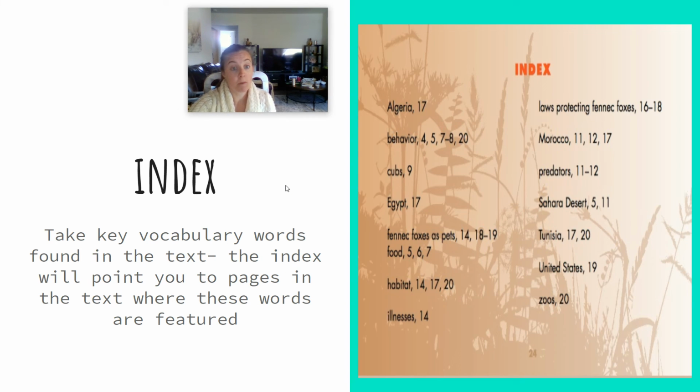The last one we have is an index, and it lists the vocabulary words found in the text. So this is about Fennec foxes. If you were curious about Fennec fox cubs, you would go to the index, you would see the word cubs, and then you would go to page 9 where that word is featured and that topic is explained a little bit more.